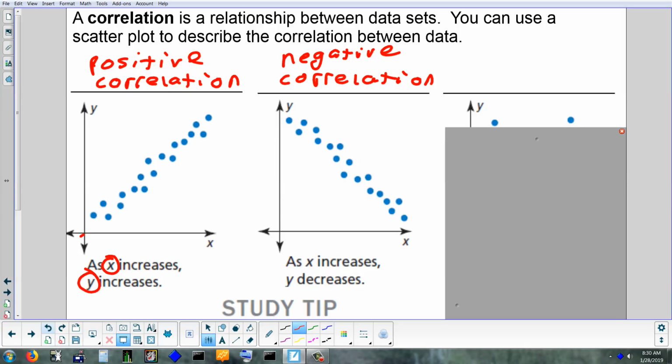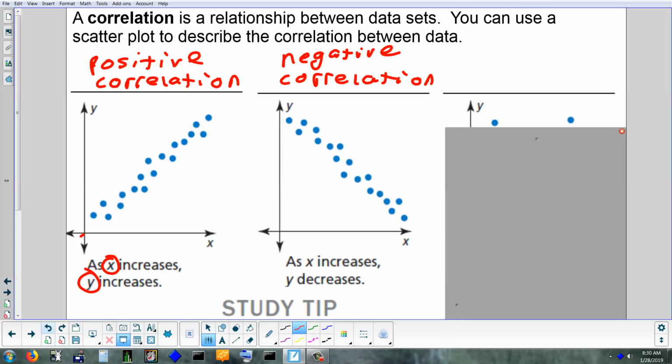An example of that might be, pretend x is how much money you spend, and y is how much money you have left in your wallet. So the more and more money you spend, the less and less money you have in your wallet. As your spending goes up, the amount of money you have goes down. It'd be nice if when you spent money, you had more money. It doesn't work that way.